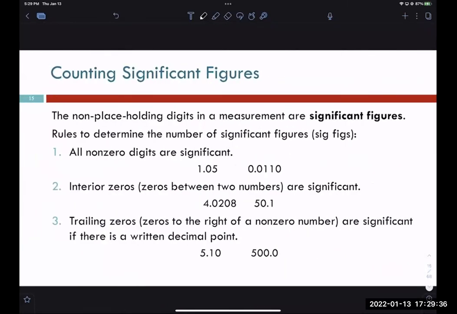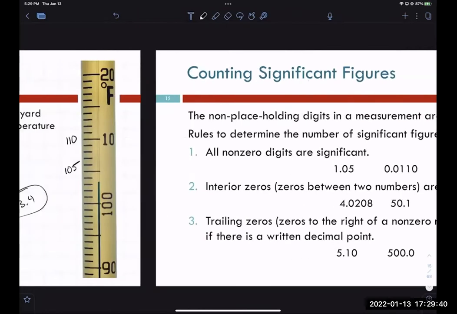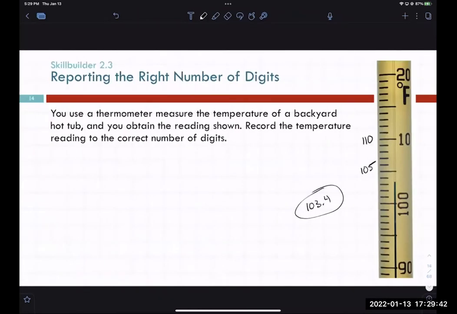All right, so for counting significant figures, well, I guess go back here for a second. So if we had this 103.4, those are all significant figures. So everything that you record or estimate off of an instrument is significant. So you'll carry those onwards. But sometimes you'll be given numbers in a calculation, and you need to figure out which of those digits are significant. And especially when it comes to zeros, that's where all the confusion happens.